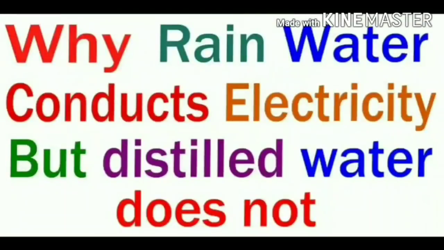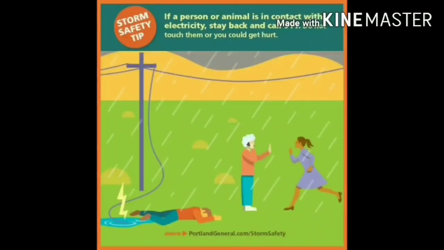Now let us see a logic based question. Why does rainwater conduct electricity but distilled water does not? Even at times, if a person or animal is in contact with electricity, we should stay back and call for help. During the rainy season, we should not go near the transformer or any electrical circuit on the road when rain is pouring.